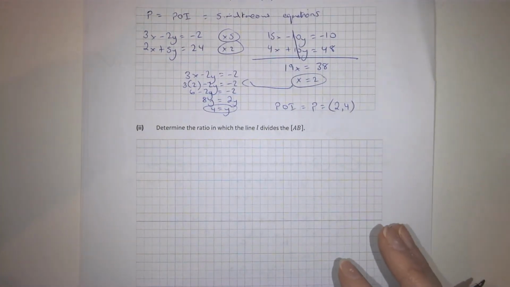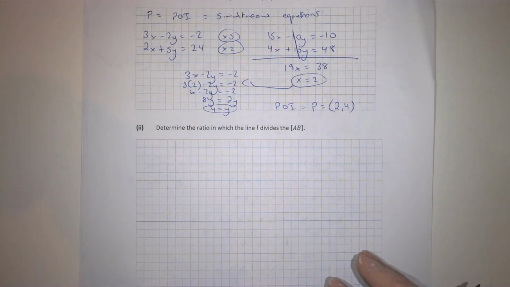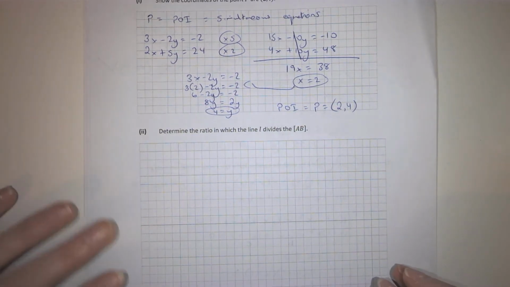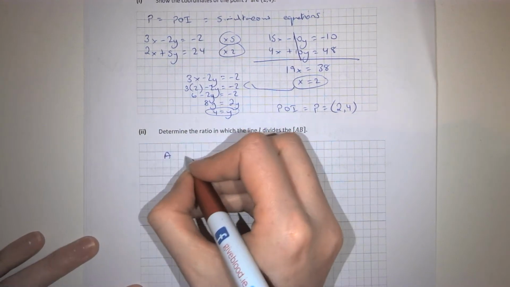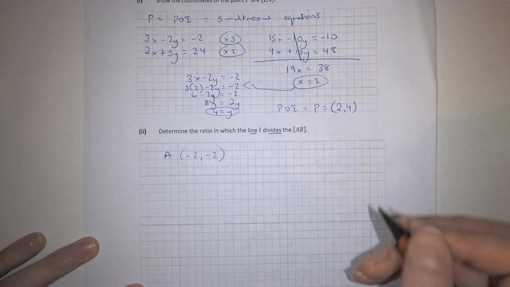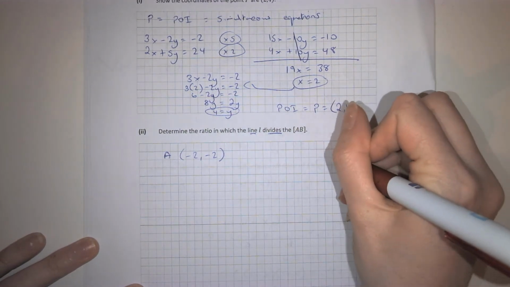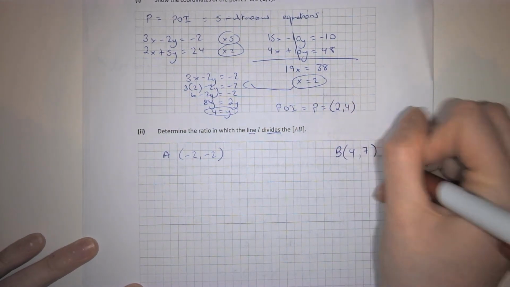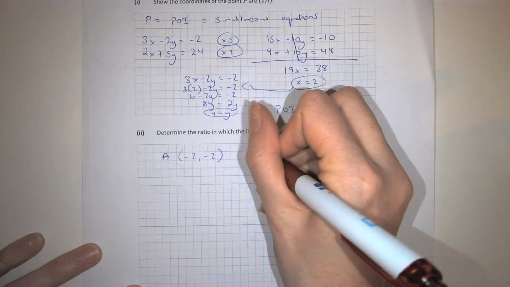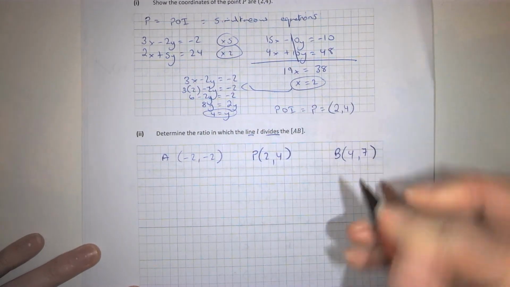The next part of that: determine the ratio in which the line L divides AB. So what you need to do is just write down your points. A is (-2, -2). The line divides, okay? B is (4, 7). And for the line L, you're just after a point on the line L, and a point on the line L is (2, 4).